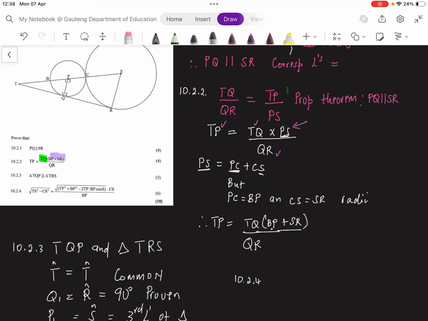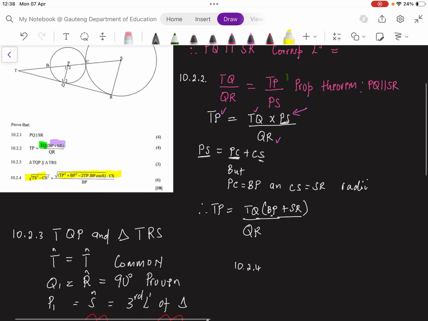10.2.4, we are required to prove that this is equal to that. There's a lot going on here. We want to prove that this is equal to that. Now, let me check my left-hand side first. What is happening in the left-hand side?